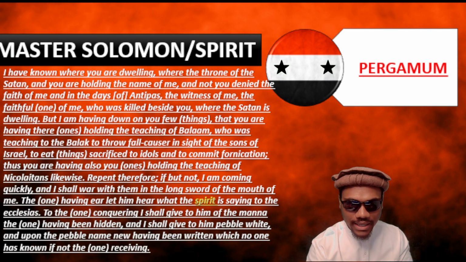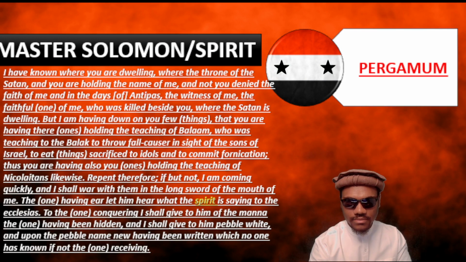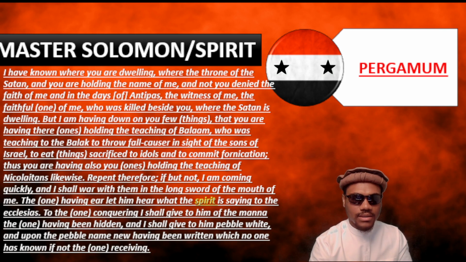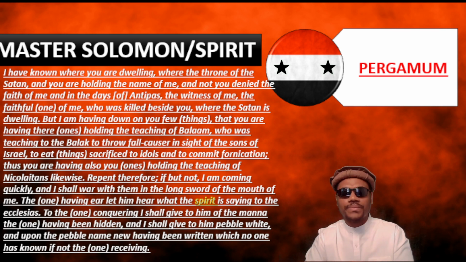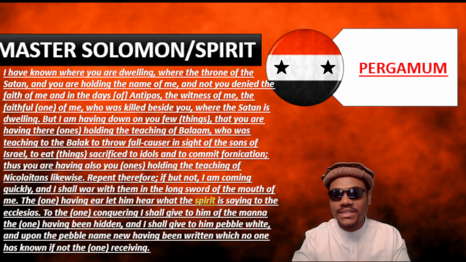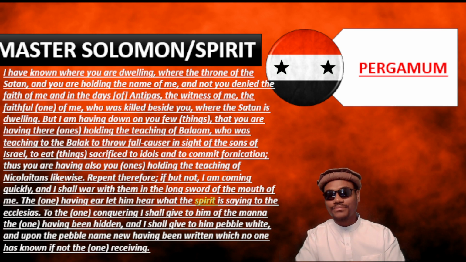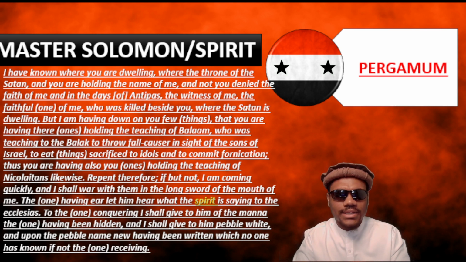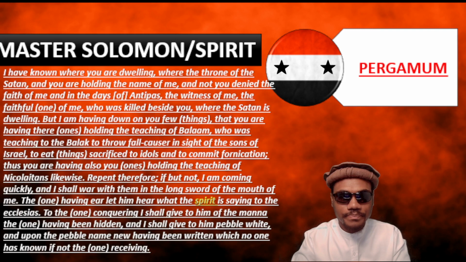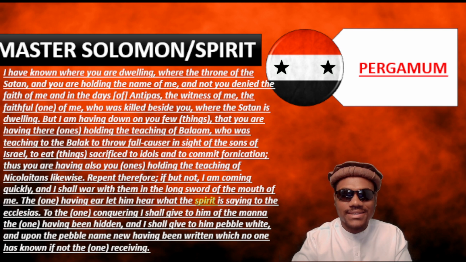So as I explained, you got Suleiman, and he's speaking to Syria. He is saying, I have known where you are dwelling, where the throne of the Satan is, and you are holding the name of me, and you do not deny the faith of me. And in the days of Antipas, the witness of me, the faithful one of me, who was killed beside you, where the Satan is dwelling.